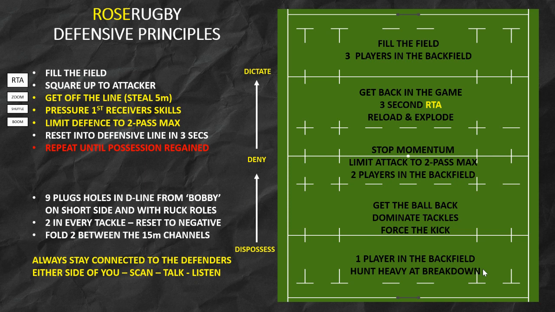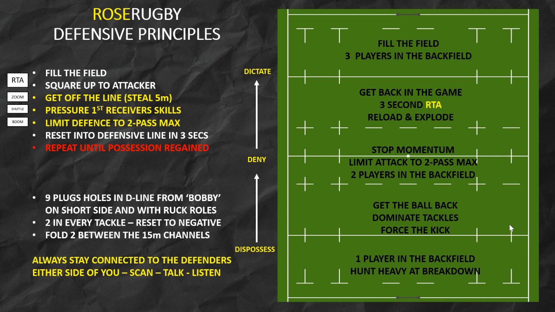We want as many people in the front line as possible, and that's the case for almost every team, where the closer you get to the opposition's line, the more players they'll have in the front line. We want to get the ball back through dominant tackles, and we want to force kicks. If we hit them behind the gain line twice, or we limit them to 2 passes max, 1 pass max, maybe 3 or 4 times, they'll probably kick us the ball back. But the big thing for us is if we steal 5 and hit them behind the gain line 2 or 3 times in a row, generally they either force it or they kick the ball back to us.